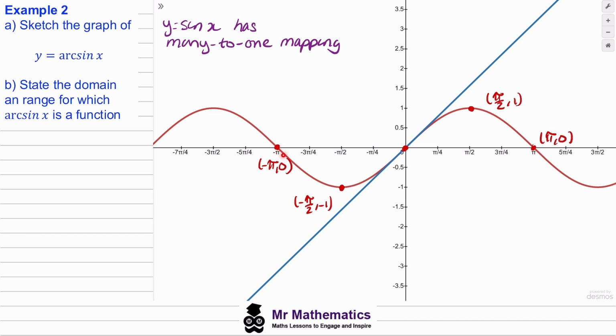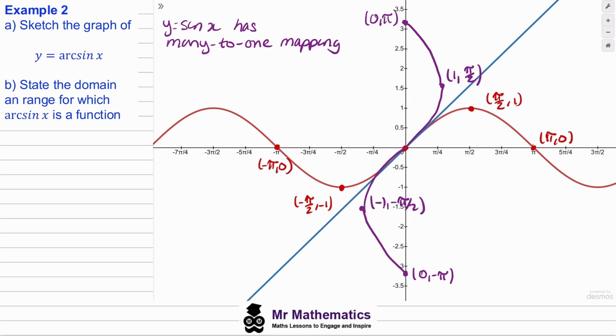We'll reflect each of these points through the mirror line. So this point will go through to here. This point will go to here. The origin will be reflected onto itself. We'll get π/2 and 1 reflected to this point, and π and 0 reflected over to here. So now we can join these points together with a smooth curve.